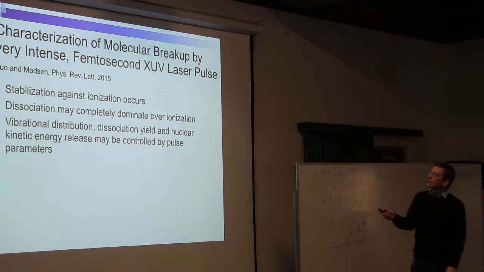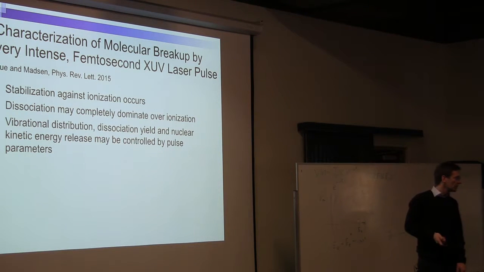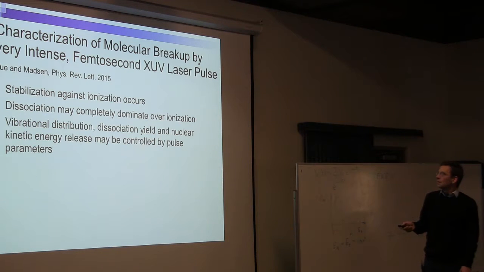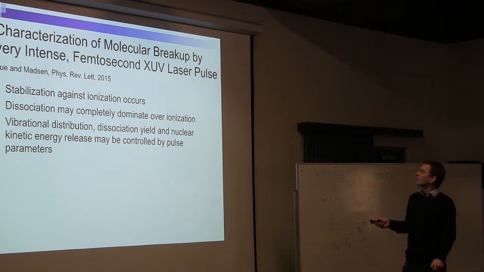Okay, so what we have found here is that stabilization against ionization occurs. Dissociation may completely dominate over ionization in this machine. And the vibration distribution, dissociation yield, and nuclear kinetic release may be controlled by pulse parameters. Because if the field is not sufficiently intense, I can trap the population in some vibrationally excited states.